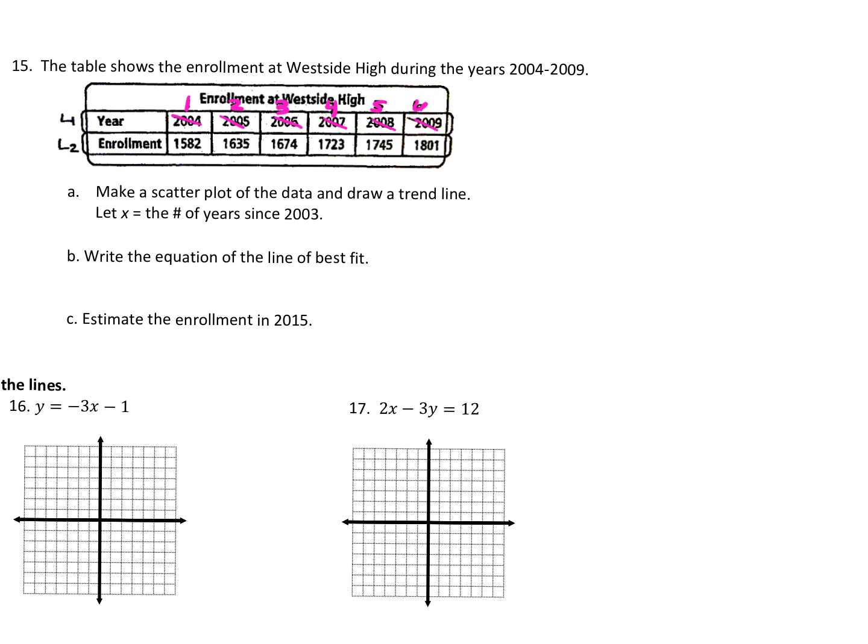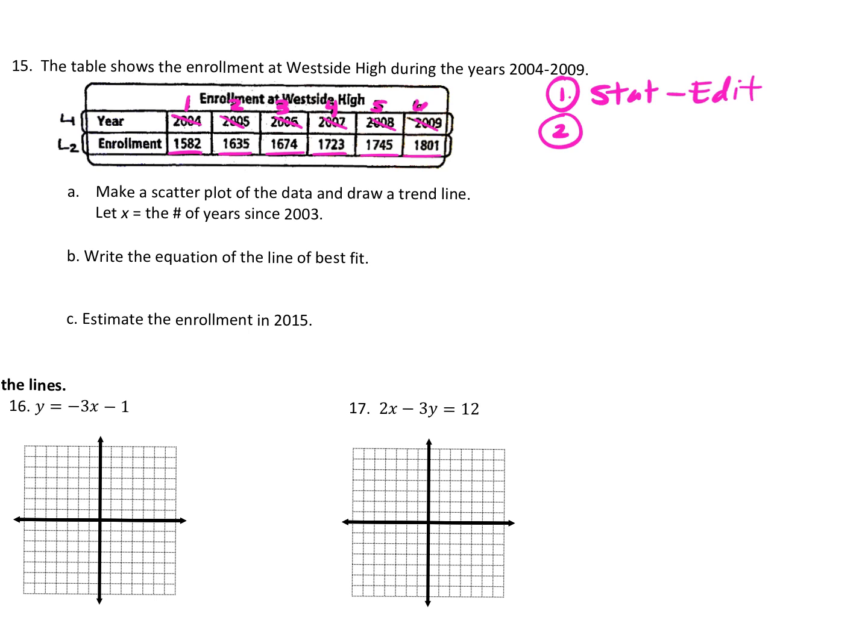On this one, your first step is to go stat and then edit, so that you can put your list in. So L1 should be 1, 2, 3, 4, 5, 6. L2 should be these numbers that you see here for the enrollment.